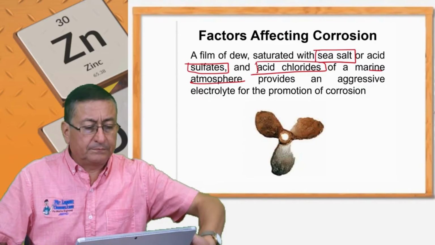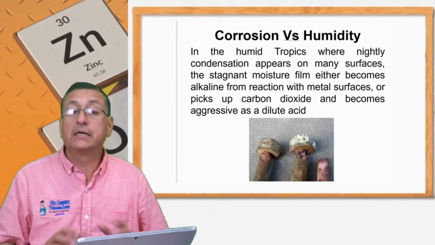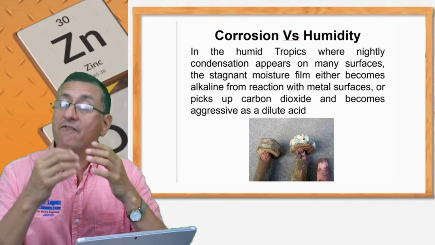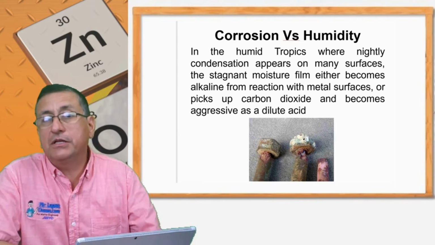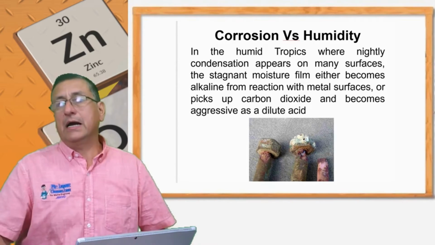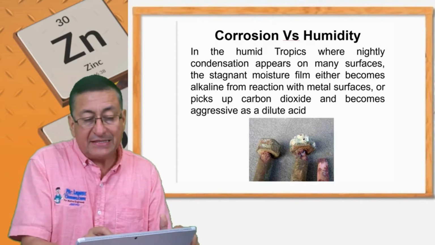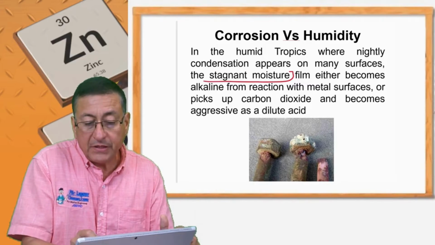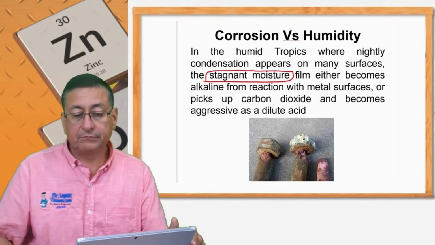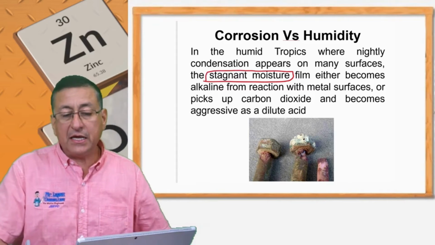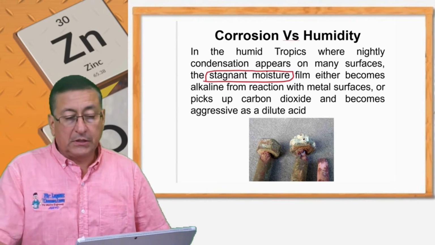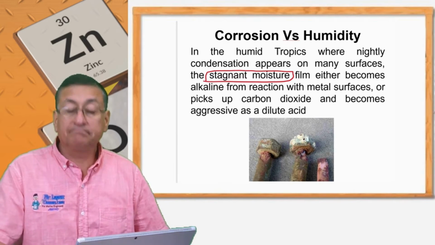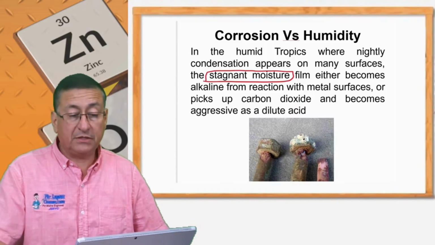Okay. Now we are going to check corrosion versus humidity. Of course, humidity increases the corrosion. And once again, stagnant moisture, the humidity accumulated, accelerates the corrosion on the surface of the metal. Of course, it's simple.